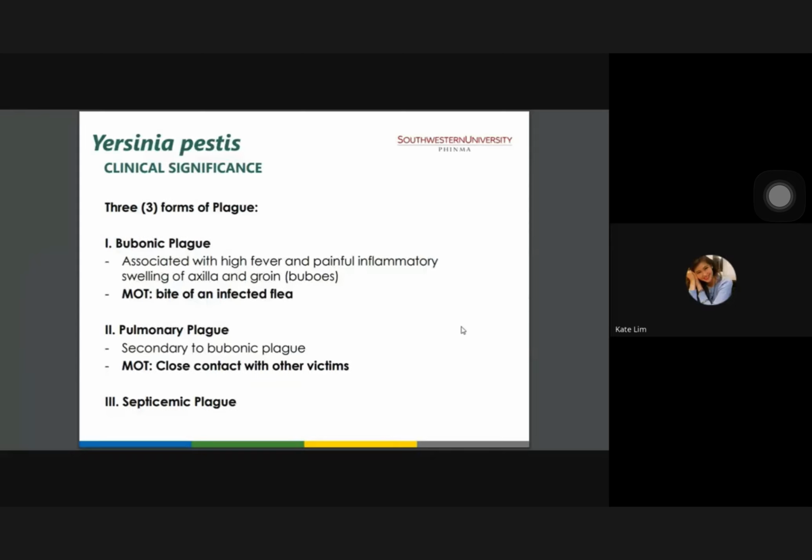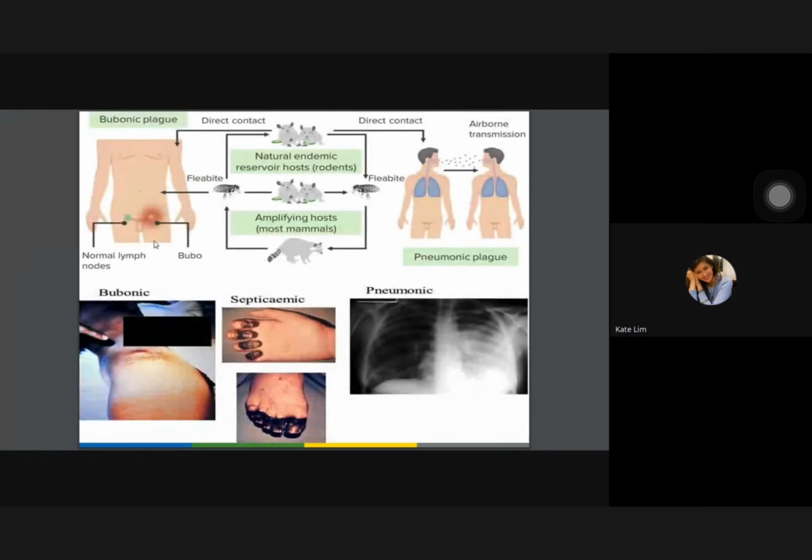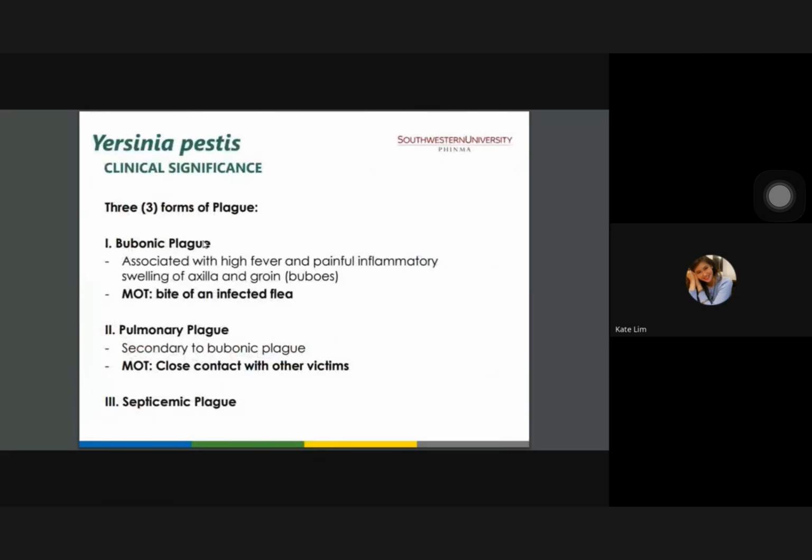It is usually characterized by high fever and swollen lymph nodes. These swollen lymph nodes are known as buboes. These buboes usually appear in the groin, armpits, and neck. Just imagine swollen lumps in these areas. If these areas are swollen or inflamed, this is what we call buboes. That is why it is known as the bubonic plague.